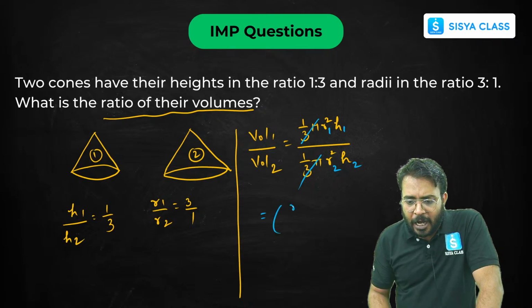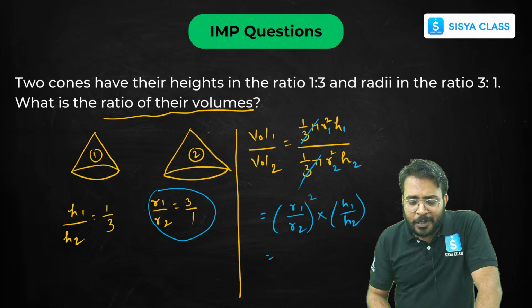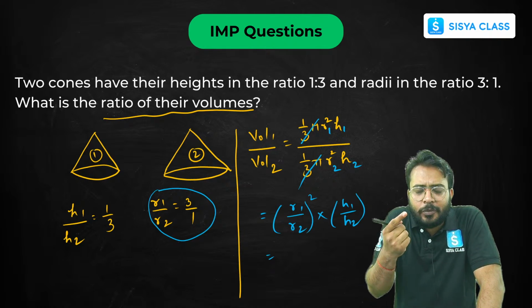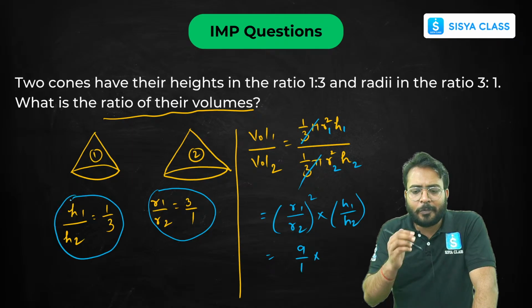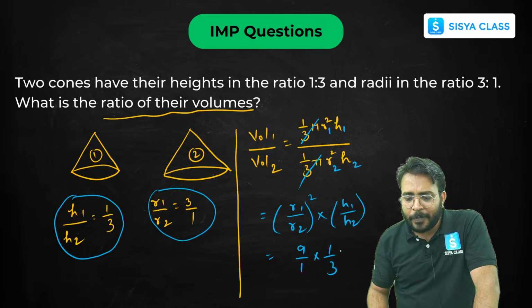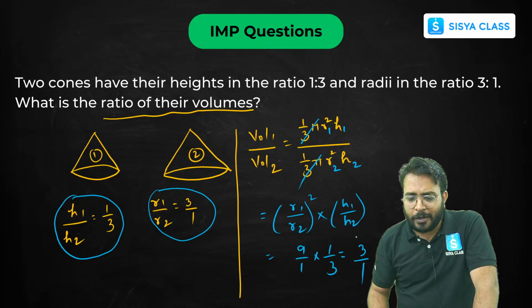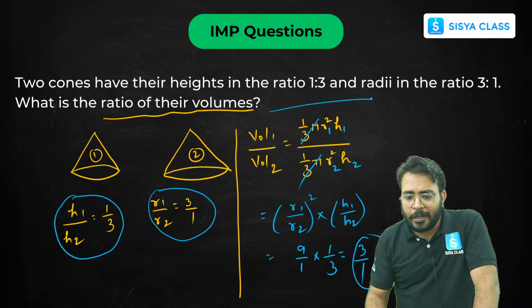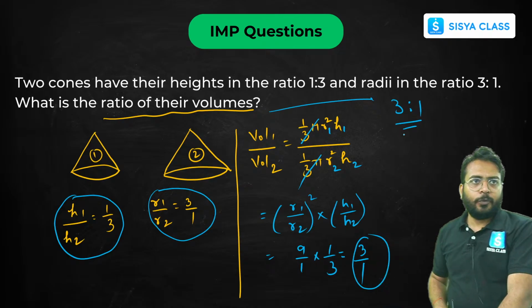I will be left with (r1/r2)² into h1/h2. Yes or no? And what is r1/r2, beta? r1/r2 is nothing but 3/1, and (r1/r2) whole squared is going to be 9/1. Into h1/h2, it is given 1/3, so I can multiply them, and the answer is going to be 3 into 3, 9, okay? It is going to be 3:1. So your answer is going to be 3:1. Fine? Okay, all right, fine.